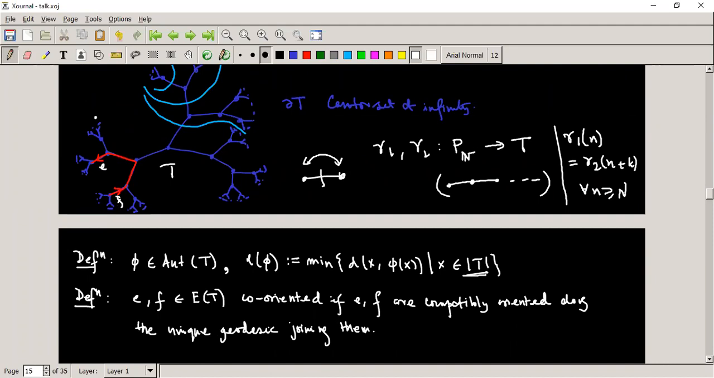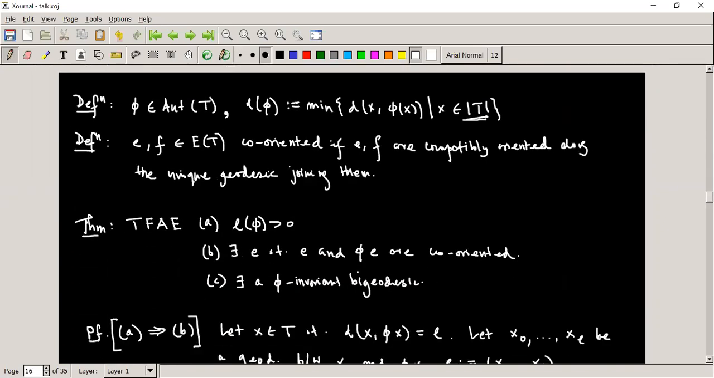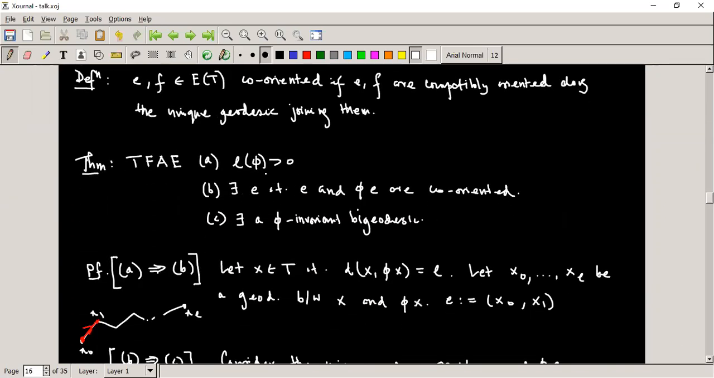So once you fix an orientation, you see that these edges are pointing in the same direction along this geodesic. Then you say that they are co-oriented in the given orientation of the tree. So the following are equivalent. A: L phi is greater than zero. B: there exists an edge E where E and phi E are co-oriented. And C: there exists a phi invariant bigeodesic.